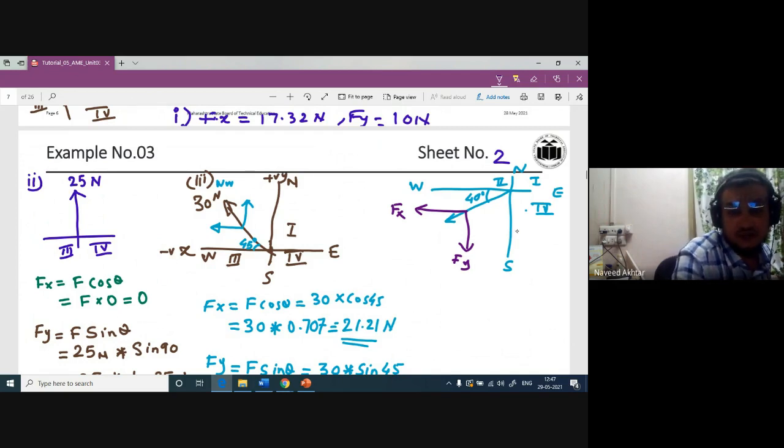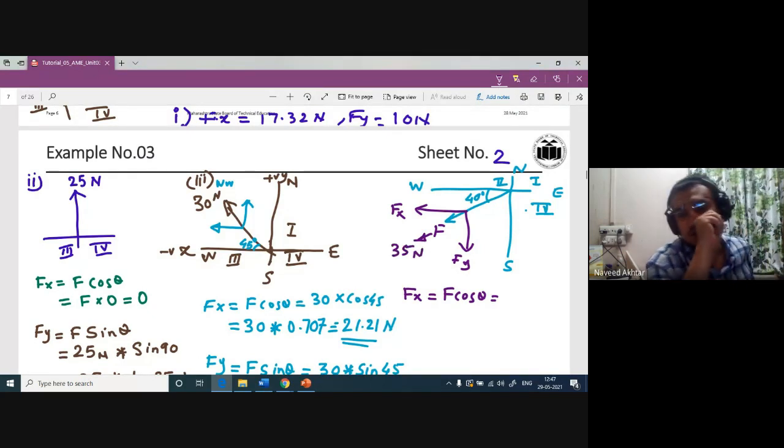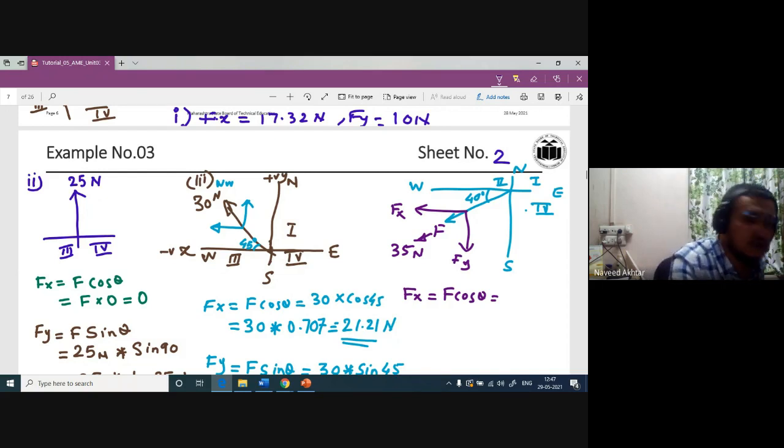Again we can write here, what is the fx? Fx is nothing but f cos theta. The value of f is given as 35 Newton in our example. So f is equal to 35 Newton. Now if I write fx is equal to f cos theta, f will be 35. Cos theta means cos of which angle? 40 degree.